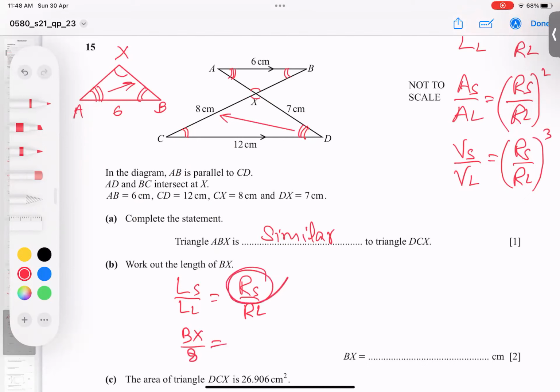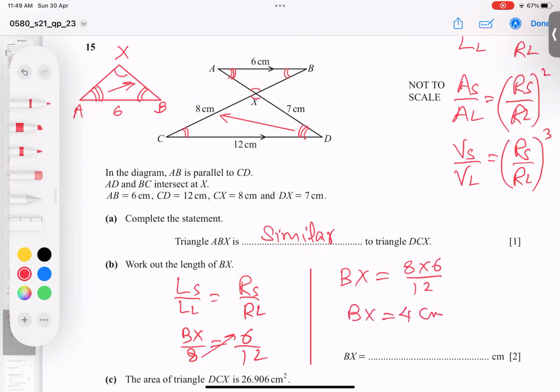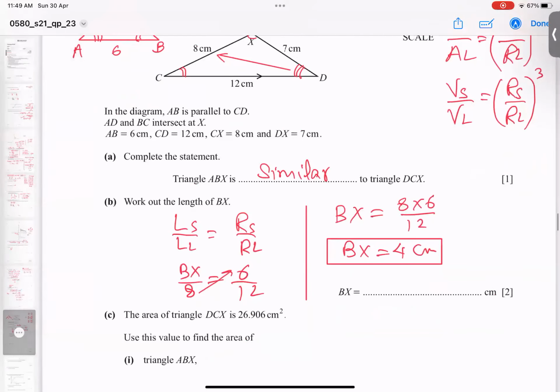This length of the small is kept up, but this is in front of the single. In front of the single, we have the double, this 12. Here again, length of small, keep it up. Length of large, keep it down. Now this 8 multiplies there. So BX equals 6 times 8, which is 48, and 48 divided by 12 gives you 4. So I hope you understood this similarity concept.